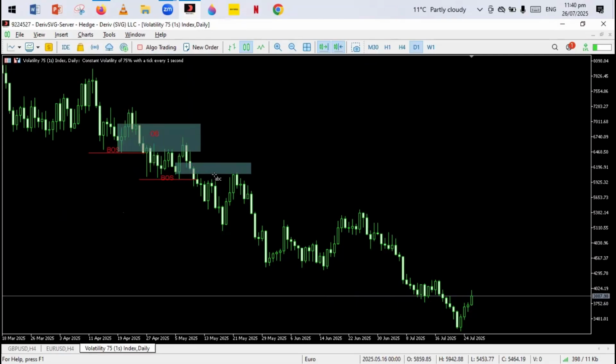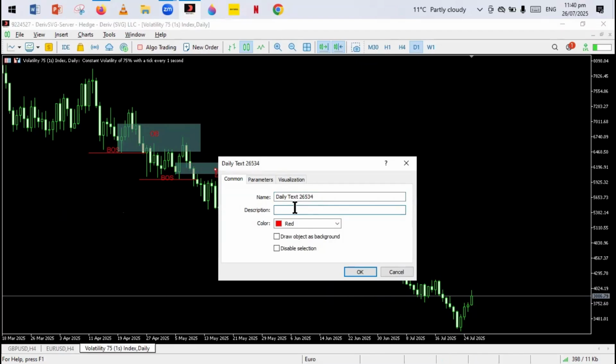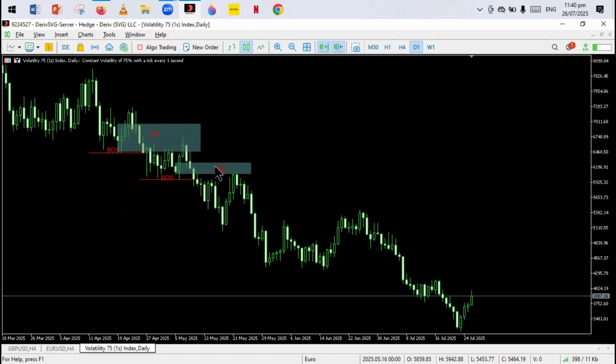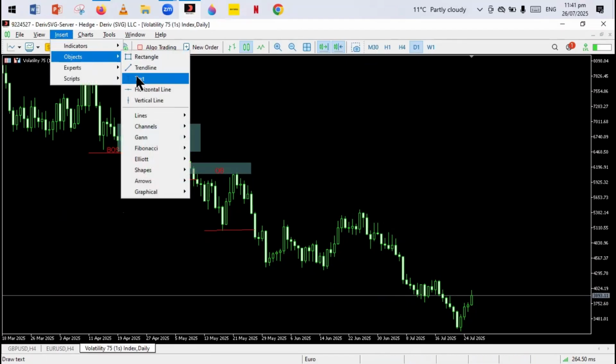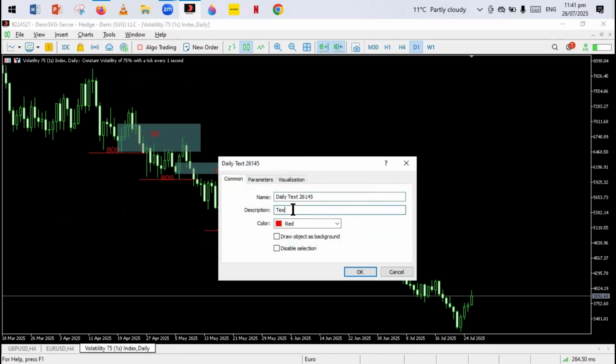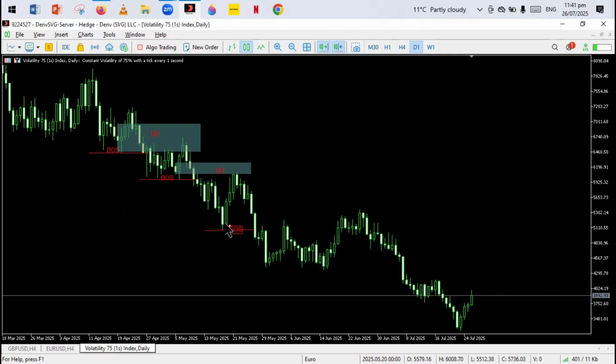So we broke structure, price will always go back to tap into the origin, which caused the break of structure like that. And then we had a break of structure here. So we have a break of structure right here. So we have a break of structure, and then price will always go back to tap into the origin, which caused the break of structure. In this case, that order block, which is the last candle before the impulsive move.